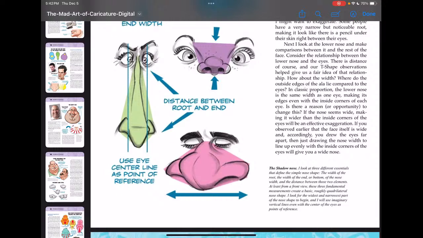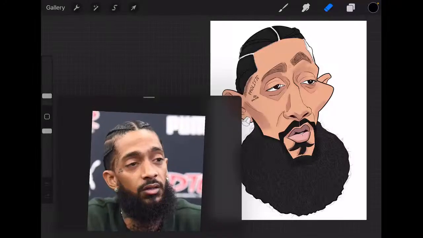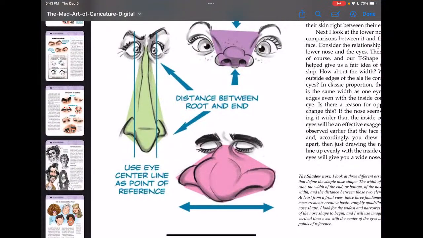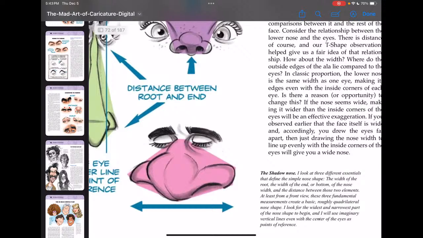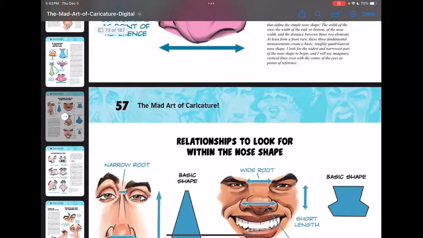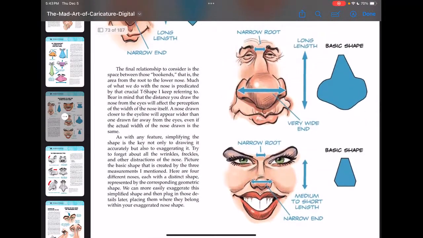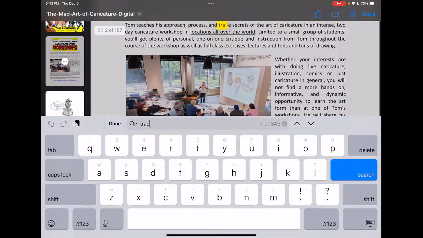Oh, okay. He says to use the eye center line as a reference. Okay, let me see. It's downward. I guess I'll have to email Tom and see what he says, because where is it supposed to line up? I will use imaginary vertical lines even with the center of the eyes as points of reference. Okay. I need to find a traditional portrait and see. Let me type that in so we can look at traditional proportions.